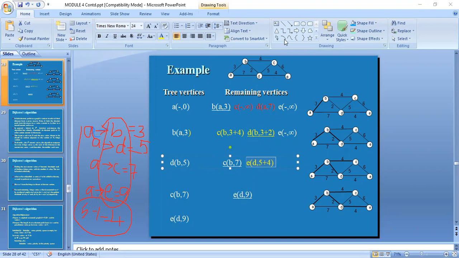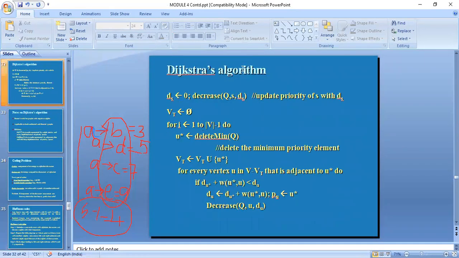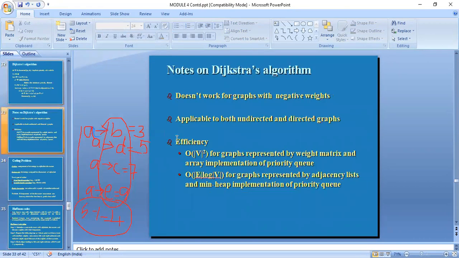So here we are going for Dijkstra's algorithm, where this step says for i equal to 1 to v minus 1. There are 5 vertices, so we have gone through 4 stages, and after the 4th stage we will find the 4 different paths. It doesn't work with negative weights, but it is applicable for both directed as well as undirected graphs. Now if the graph is represented as an adjacency matrix, the complexity is v squared. If it is represented as a linked list, you will have order of e into log v. So this is all about Dijkstra's algorithm.